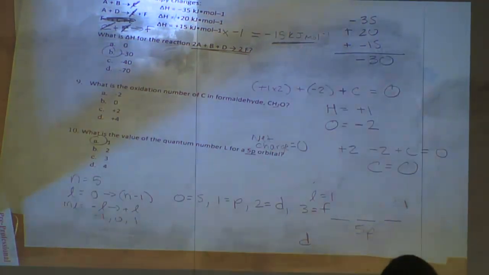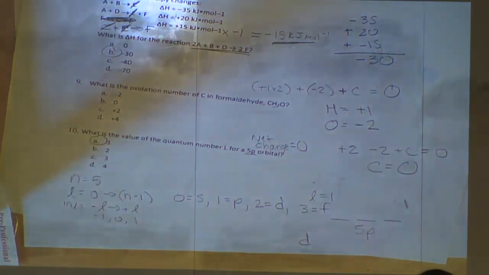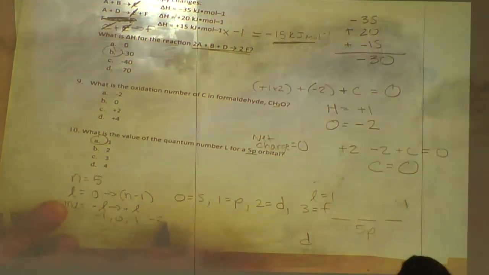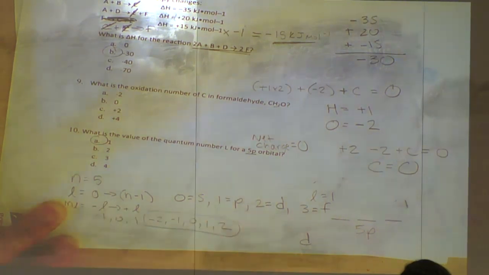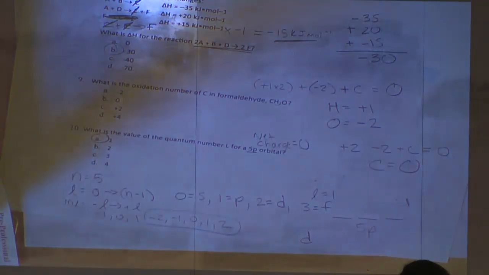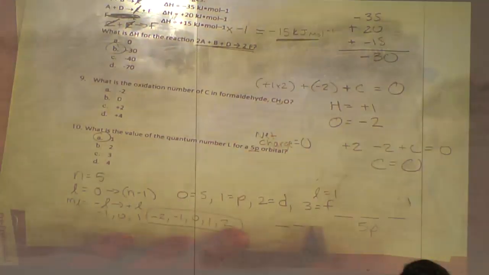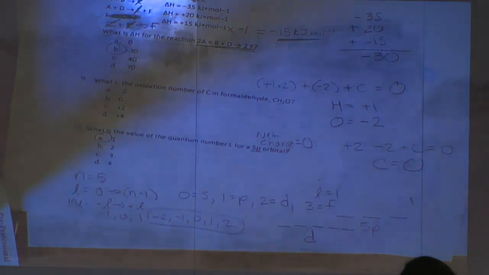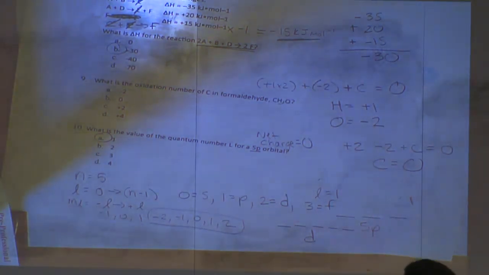You can always just check. If I have D, that means my L was what? 2. So my ML can be anywhere from negative 2 to positive 2, right? How many numbers is that? That's 4? Yeah, I forgot the 0. So that's 5. So D has 5 lines above it, so it would have 5 orbitals. So ML is related to that. Yeah, because it can hold 10 electrons, exactly.